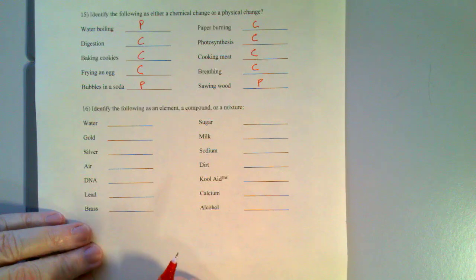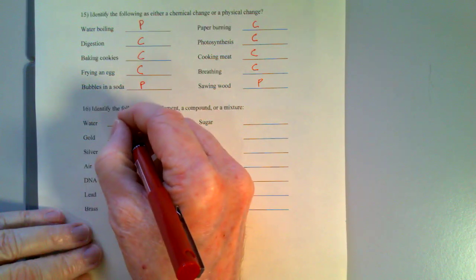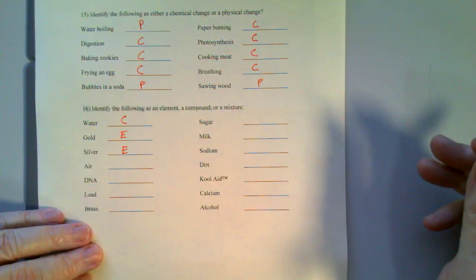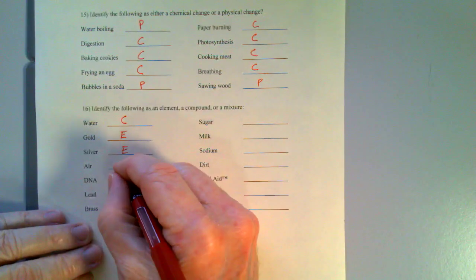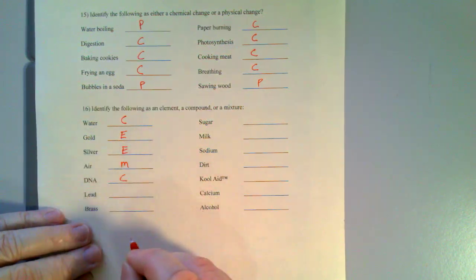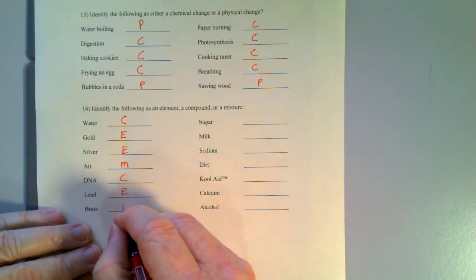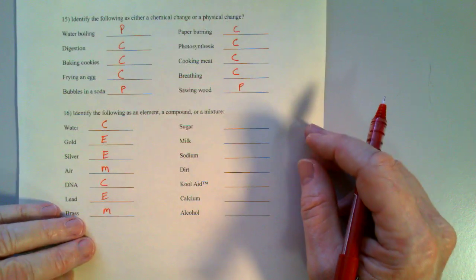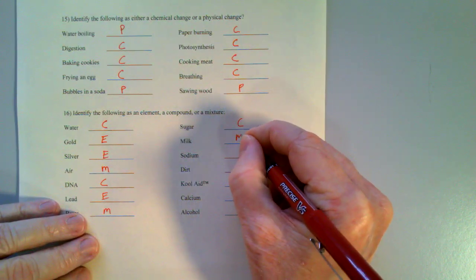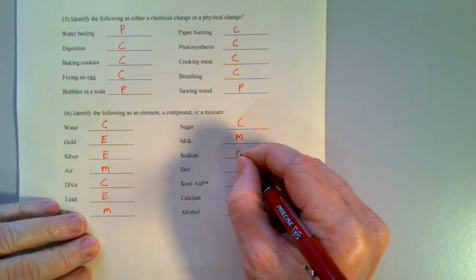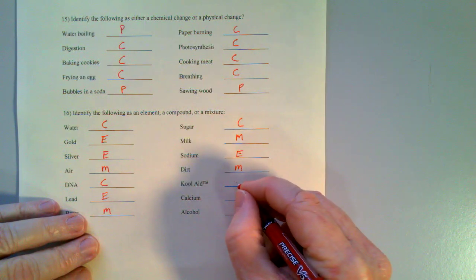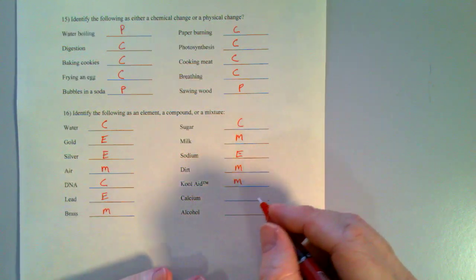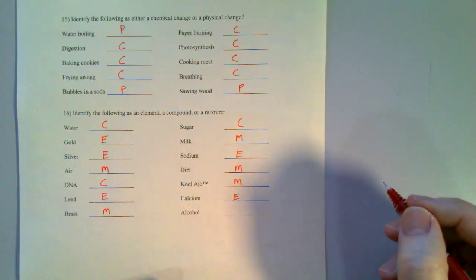Element, compound, or mixture. Water is a compound. Gold is an element. Silver is an element. If you can find it on the periodic table, it's an element. Air is a mixture. DNA is a compound. Lead is an element. Brass is a mixture. It's a mixture of two different metals, copper and zinc. Sugar is a compound. Milk is a mixture. We talked about that a lot in class. Sodium is an element. Dirt is a mixture. Kool-Aid is a mixture. Really, it's a solution, but mixture is the best of those words to describe it. Calcium is an element. Okay.